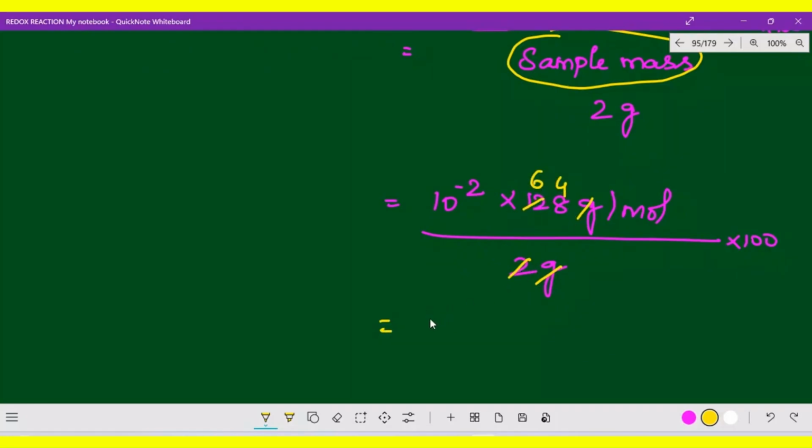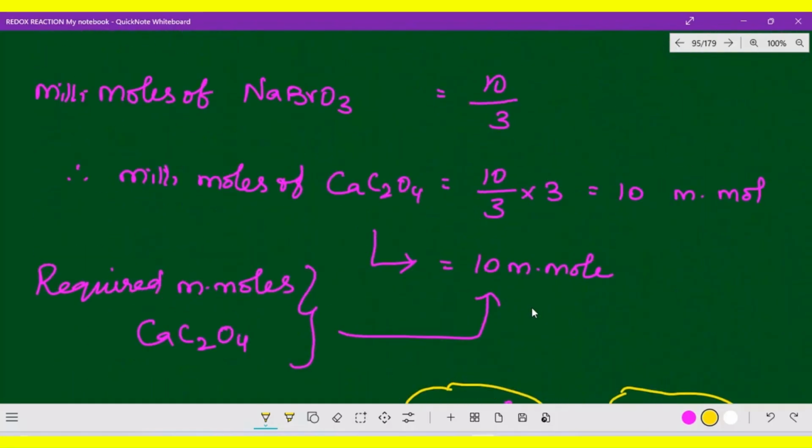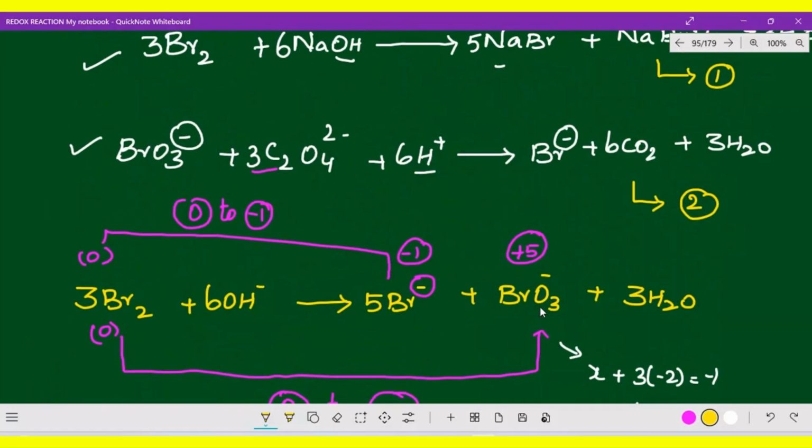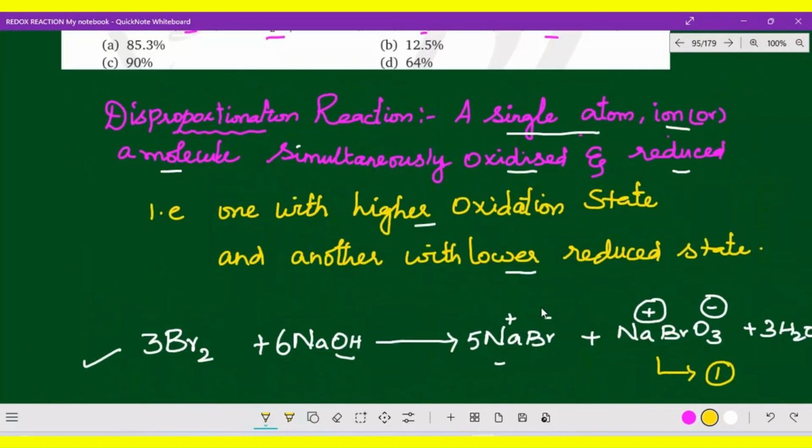So 64 percentage, 10 to the power of minus 2, and here multiplied with 100. So you will get 64 percentage. See now how clearly you got that idea, but it is a little bit lengthier sum, but you should understand very clearly. That is the reason I have explained it in a long process.